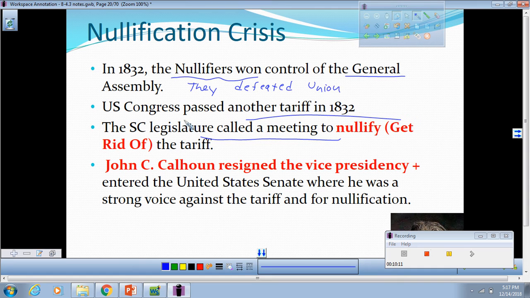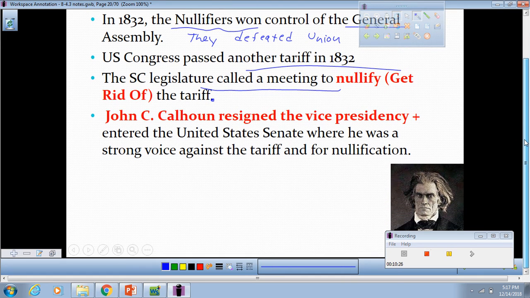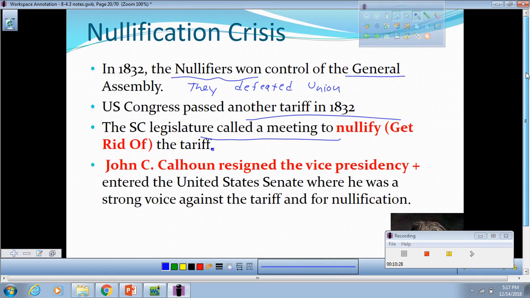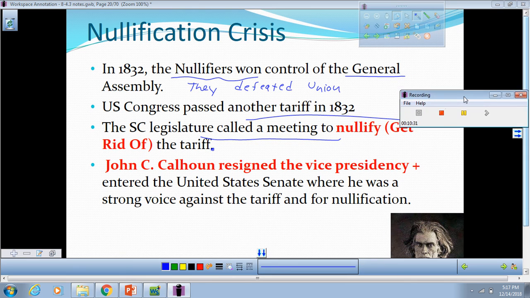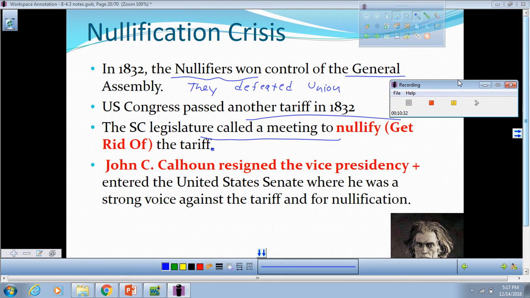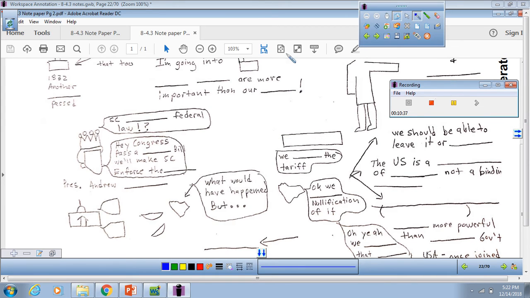Now, in 1832, Congress passed another tariff. The South Carolina legislature called a meeting to nullify it, or get rid of it. John C. Calhoun then resigned the vice presidency and entered the United States Senate, where he was a strong voice against the tariff and for nullification. The nullification crisis continued, and President Andrew Jackson was not happy with South Carolina.